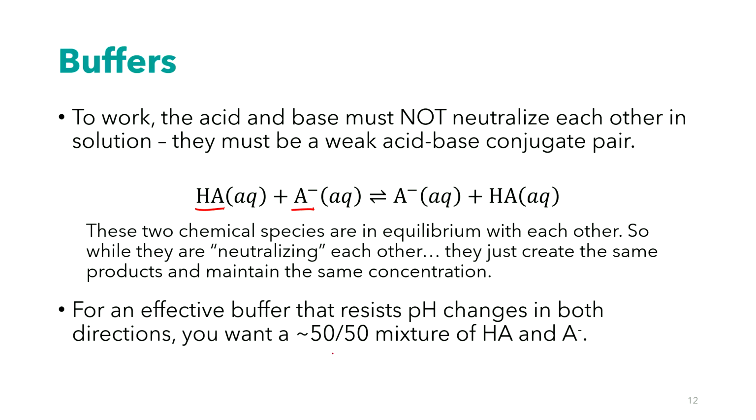And if we want it to be really good at resisting pH change in both directions, the ideal mixture is where we have a 50-50, or equal amounts, of HA and A minus. That was how the graphic showed it on the last slide, where we're starting with the same amount of HA and A minus. So in either direction, we can resist change.